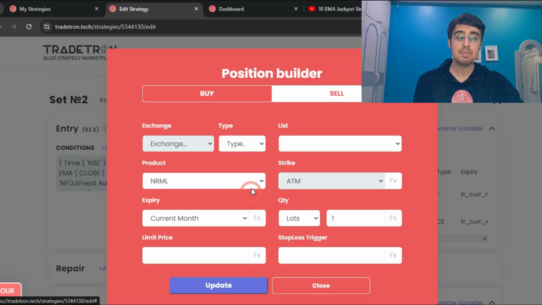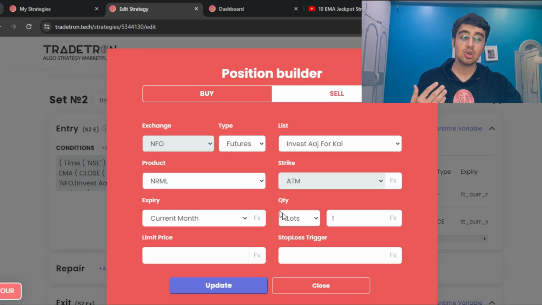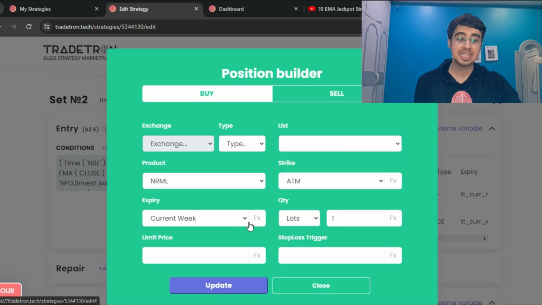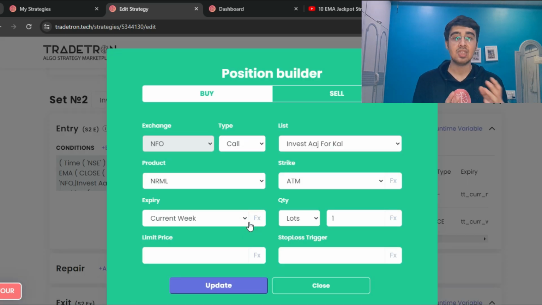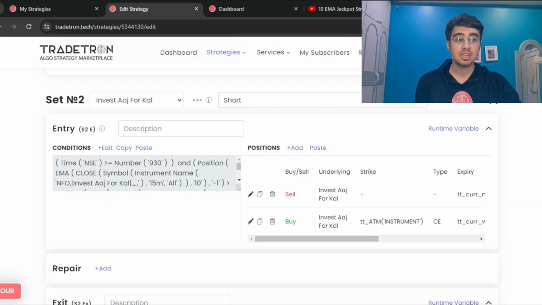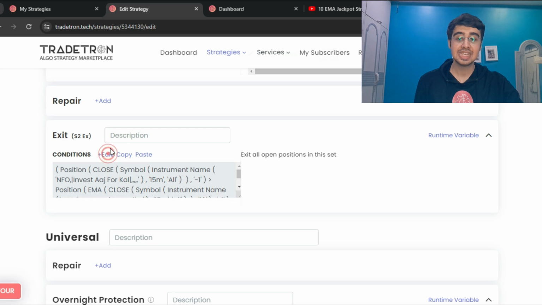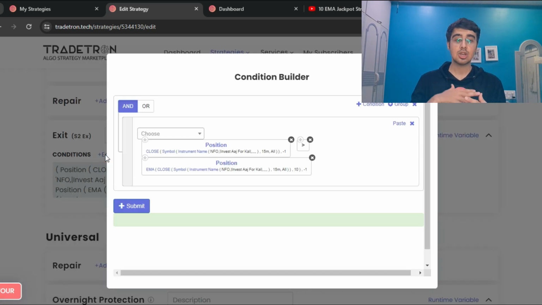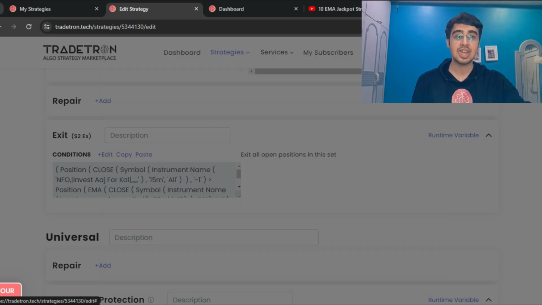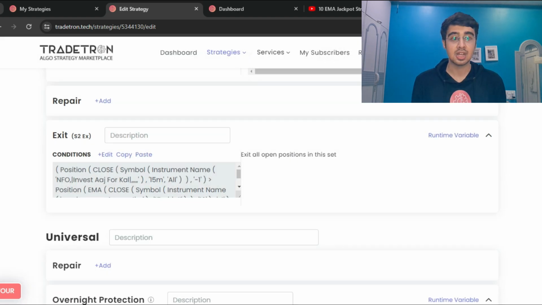Now in here, I'm selling my futures, and to hedge my sell futures, I'm taking a call buy at this point. So that is the strategy that I have built. The same thing is for my exit. So in my exit, I'm checking if my close price is more than the EMA line. So that is the entire crux of the strategy.